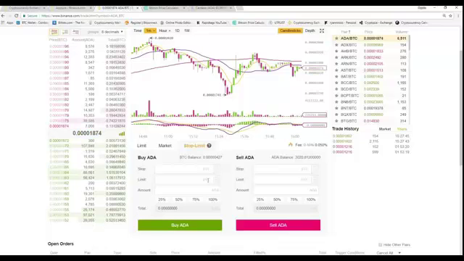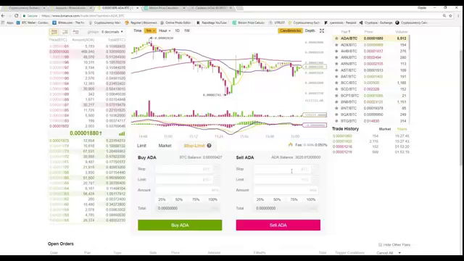So that is a great feature that I like, so you don't have to be sitting on your computer all day. You could set it and it will sit in your order book until Cardano hits that price that you want it to be. Now the sell side is a little different because you can set it for above the current price as well as below the current price.